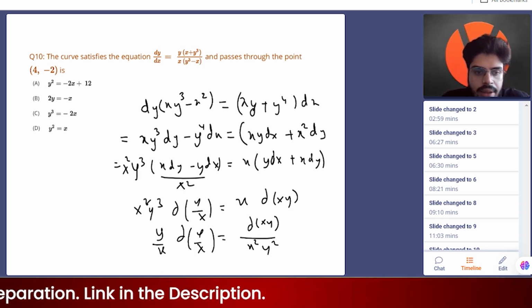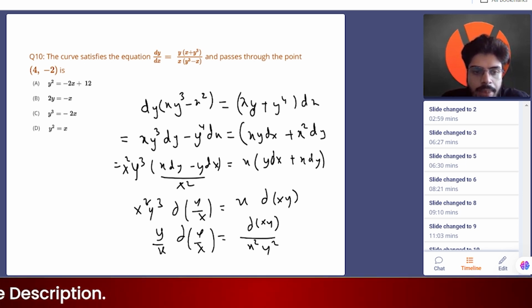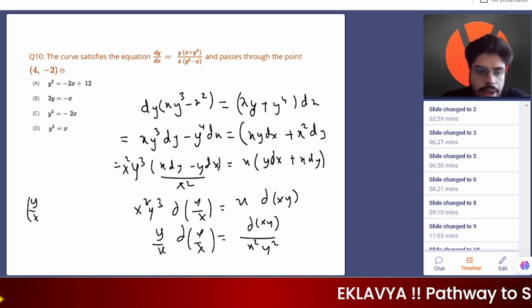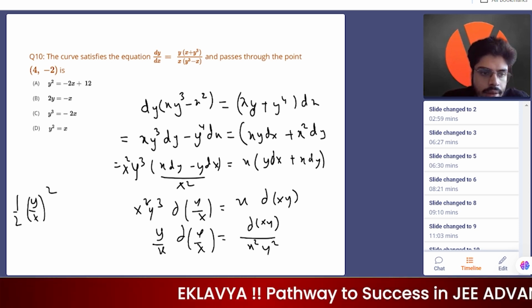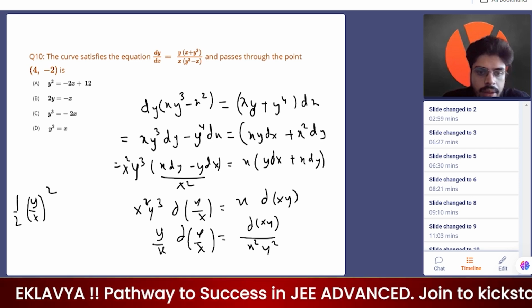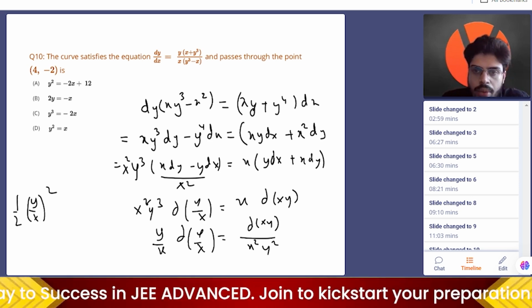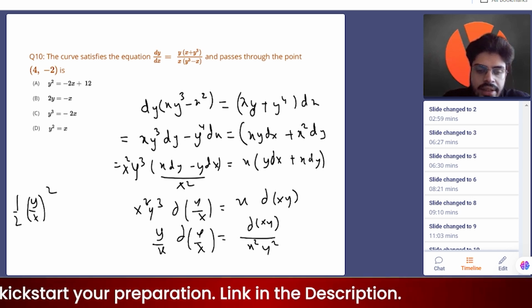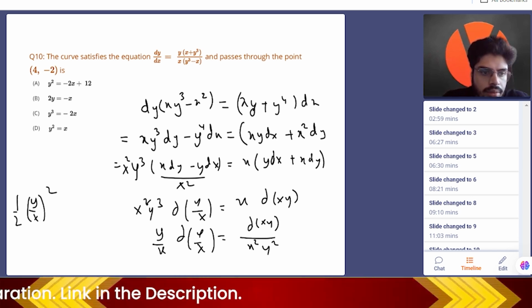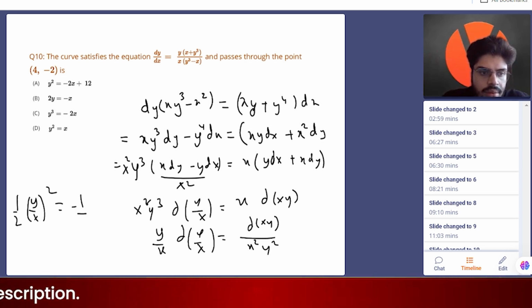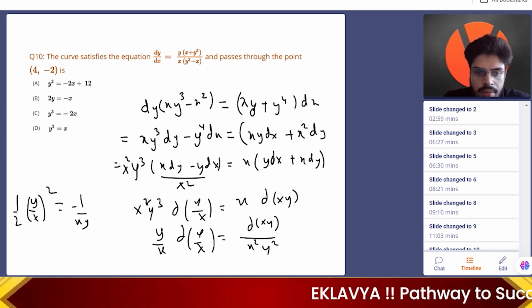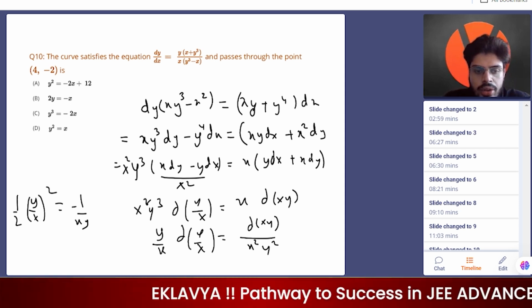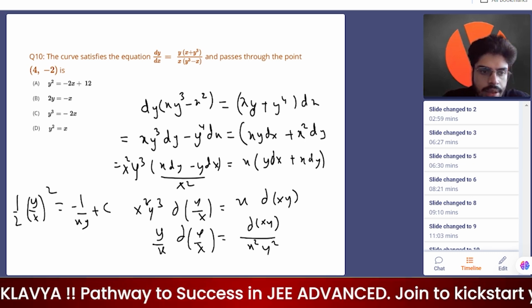So now if you integrate, y by x, this is capital X and this is dx. So integration of x dx will be x square by 2, so y by x 1 by 2, and this is again 1 upon capital X square dx. So this will be equal to minus 1 upon xy, because minus 2 plus 1, so plus c.